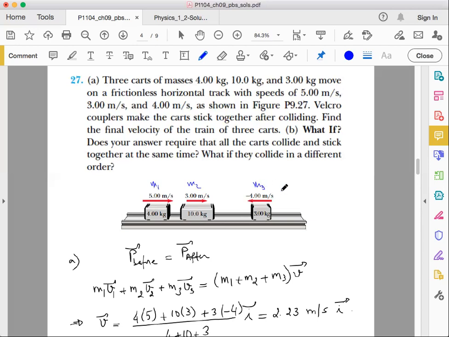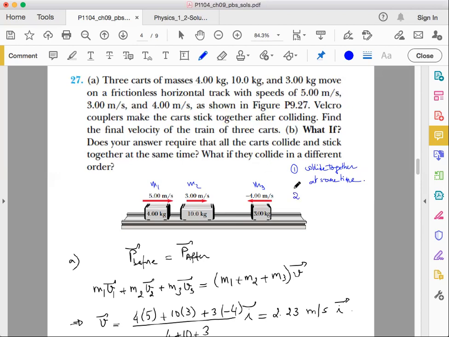If the three cars collide, we have two options. The first option is that they collide together at the same time, which means M1, M2, and M3 collide at the same time together. So in this case, at a given time t, all of them will collide.